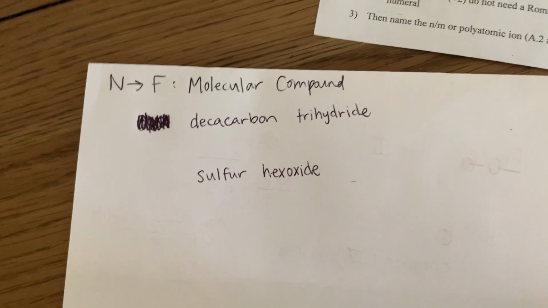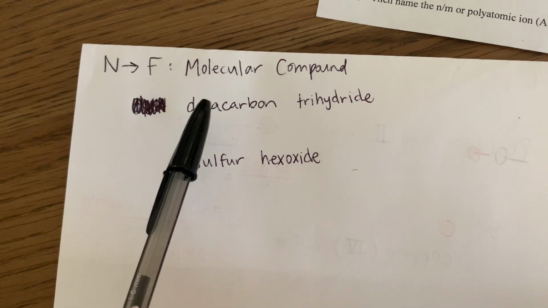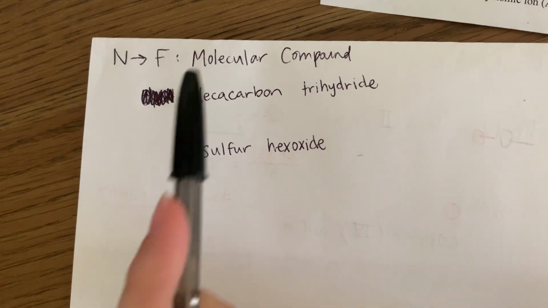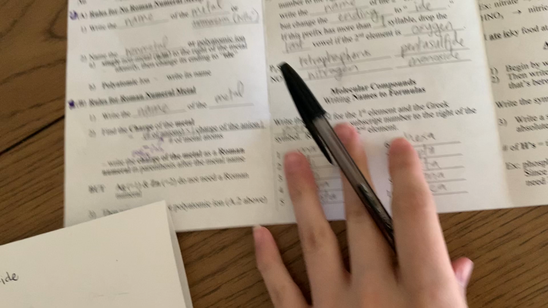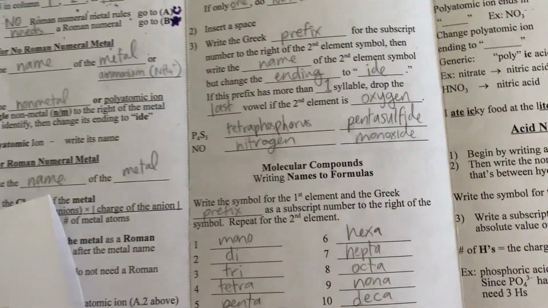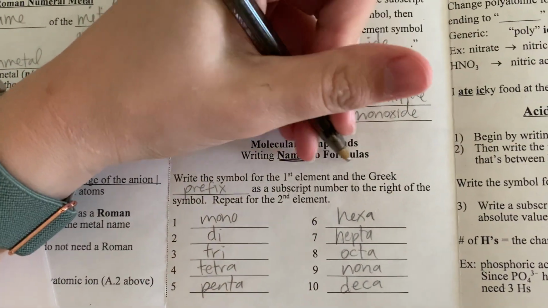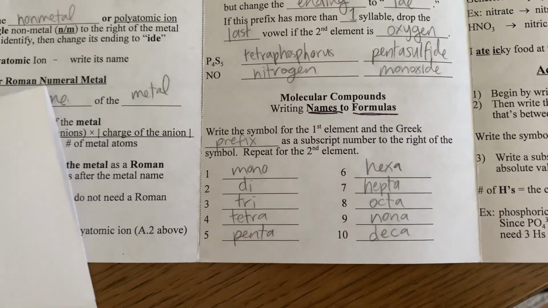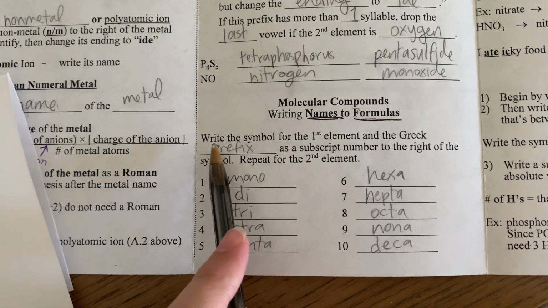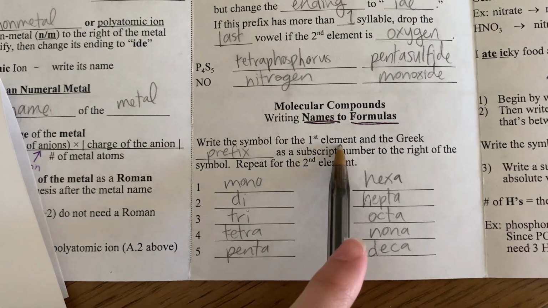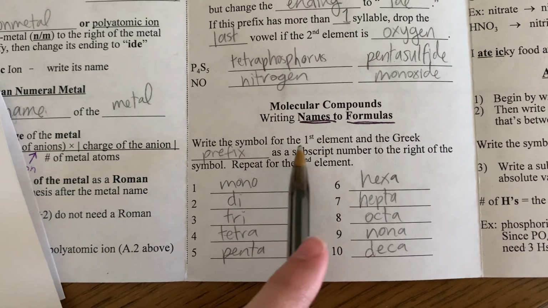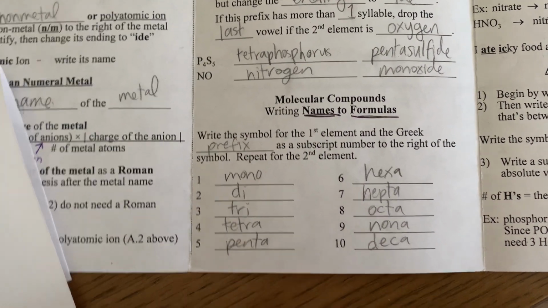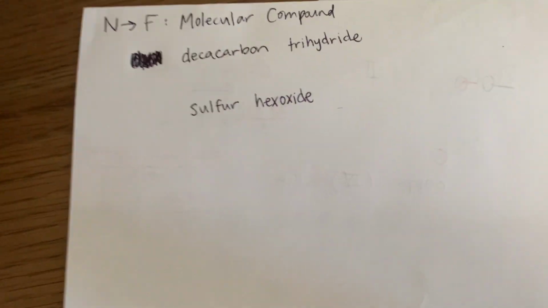Okay, if I want to go from the long, weird name down to just the quick formula, the symbols for a molecular compound, I'm going to open up my notes and go down to where it says names and formulas for molecular compounds. It's really fast. It tells us: write the symbol for the first element and then the Greek prefix as a subscript number to the right of the symbol. Repeat for the second one. So here's what we mean.